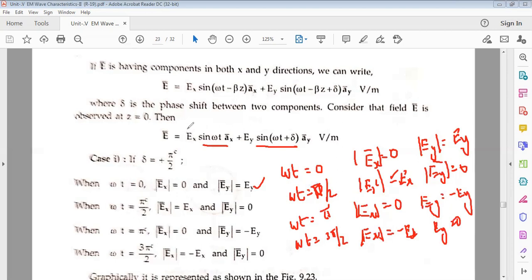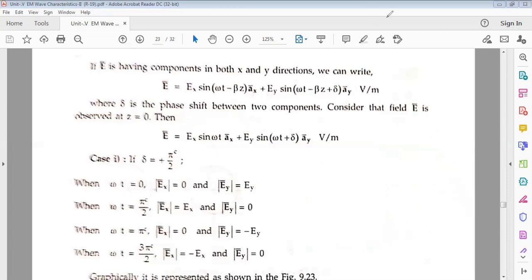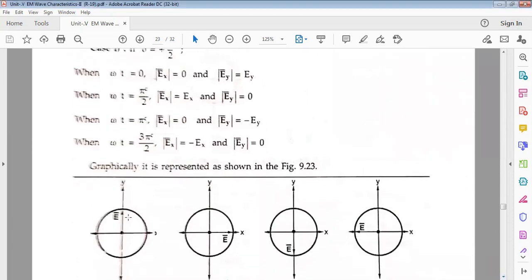These two maximum amplitudes are equal, but the phase we can take as 90 degrees. And when we take omega t equal to 0, pi by 2, pi and 3 pi by 2, you can trace it as a circle. Let us see here. At omega t equal to 0, Ex is equal to 0 and we have only the Ey. And at omega t equal to pi by 2, which is 90 degrees, then Ex.